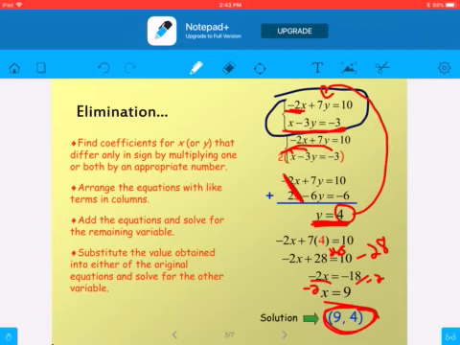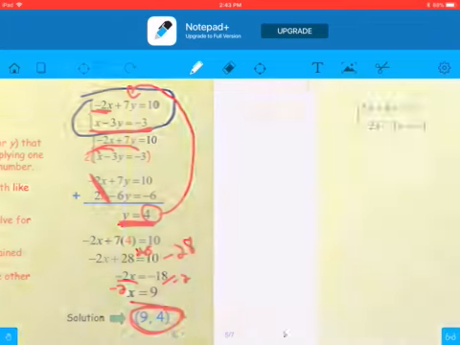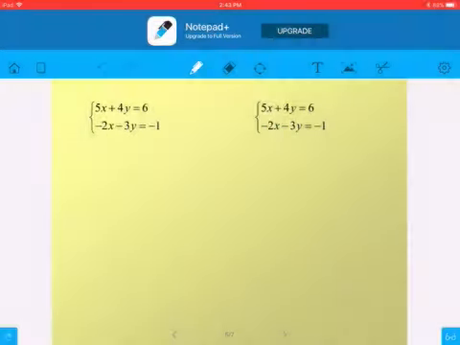So you take one of your variables in one of your equations and you try to have one be a positive and one be negative of the same number so that you can eliminate that variable. So here I have 5x plus 4y equals 6 and negative 2x minus 3y equals negative 10. So I've got a coefficient of 5 and a coefficient of negative 2 for x. I've got a coefficient of 4 for y and a coefficient of negative 3 for y.